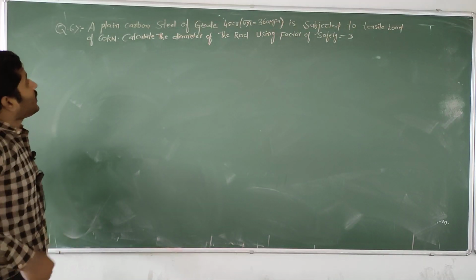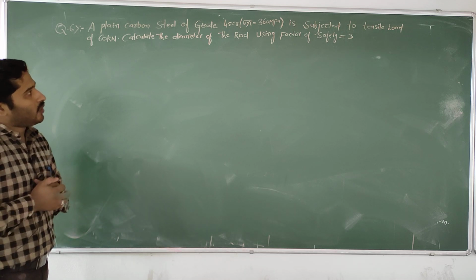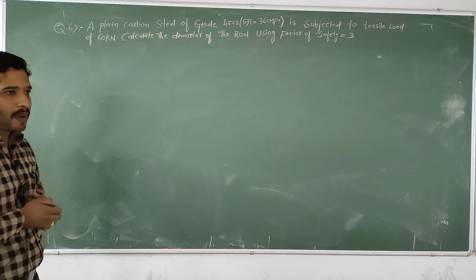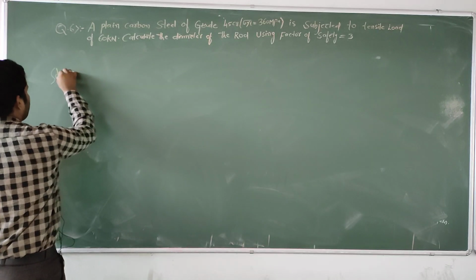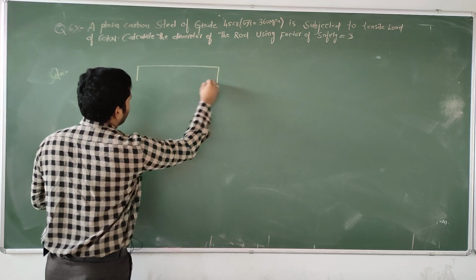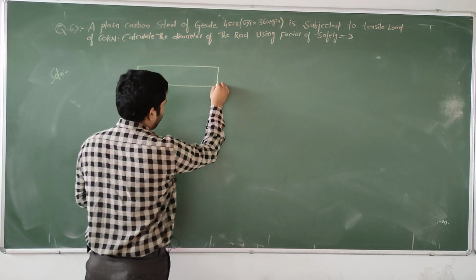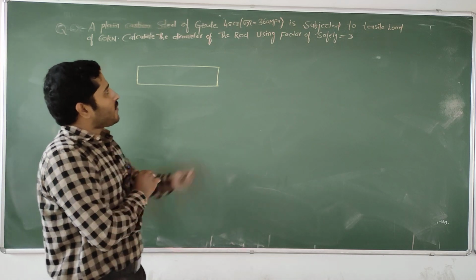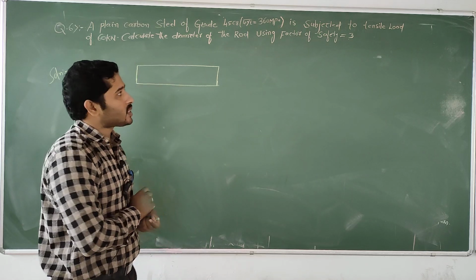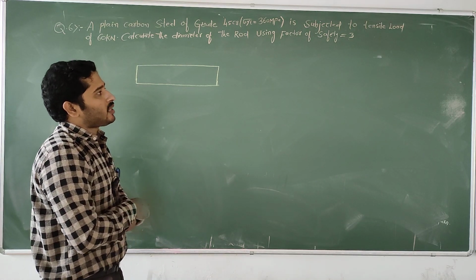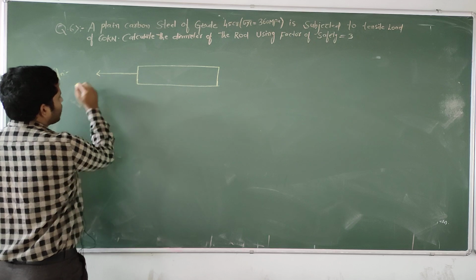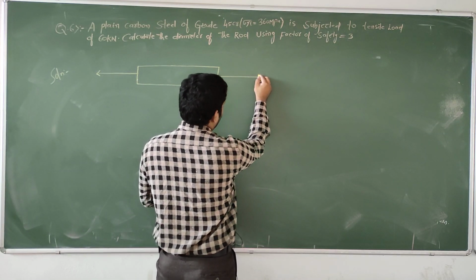Next question. A plain carbon steel of grade 45C8, the yield stress is given as 360 megapascal. The first thing is we need to draw the plain carbon steel. The grade is 45C8, the yield stress is 360 megapascal, and it is subjected to a tensile load.